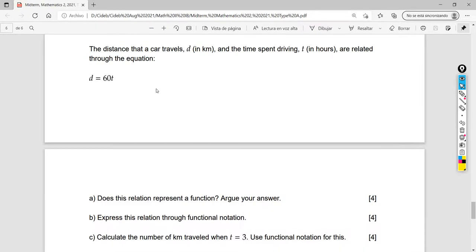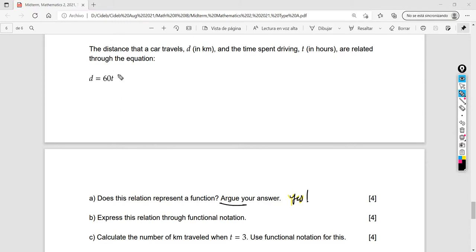Let me expand the whole thing. Does this relation represent a function? Argue your answer. Well, let's see. The answer is yes. The answer is yes. What is the argument though?